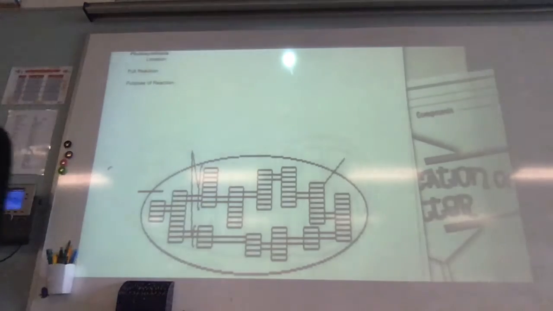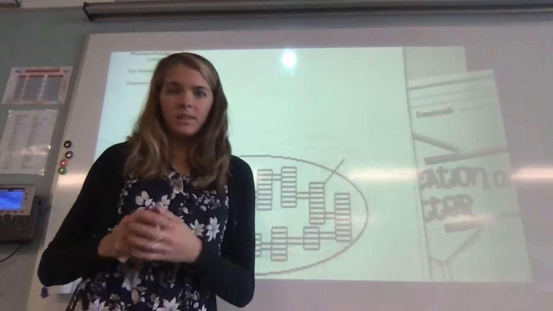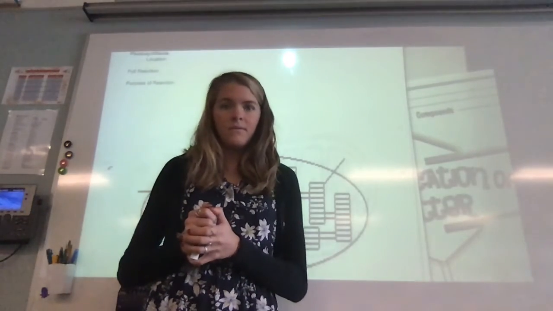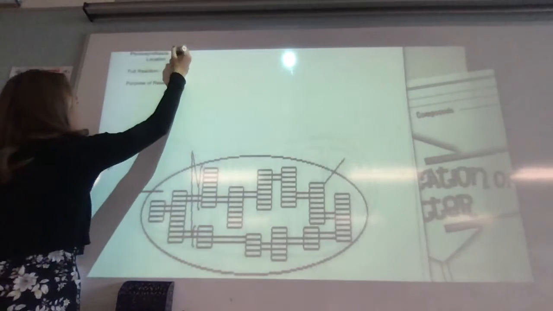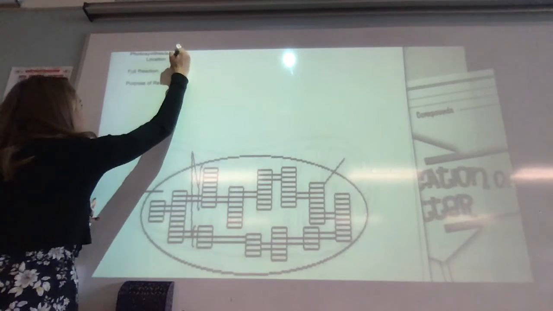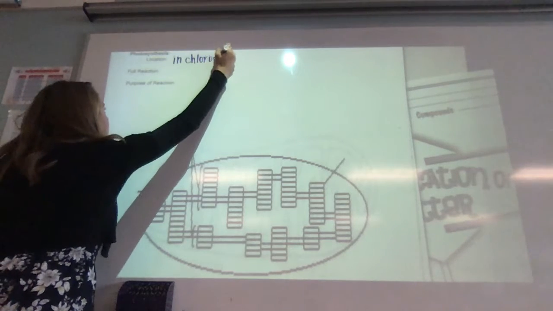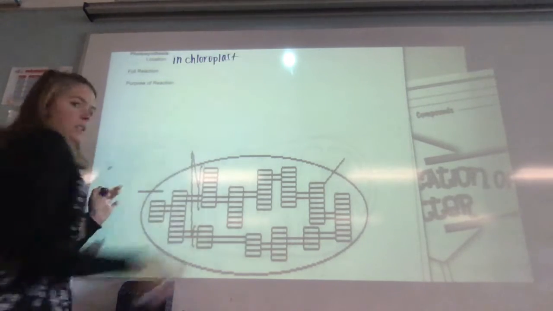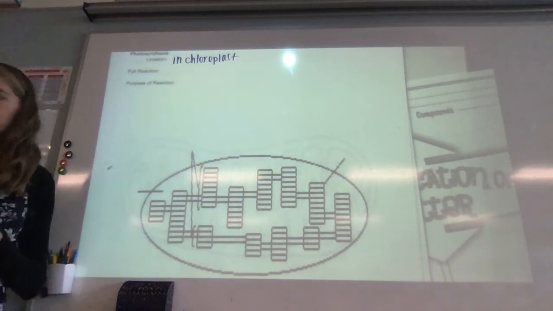At the top, it asks us for the location of photosynthesis. What organelle did we learn about last unit that completes photosynthesis? Right, the chloroplast. So photosynthesis happens in the chloroplast of plant cells, because we know that animal cells don't have chloroplasts.